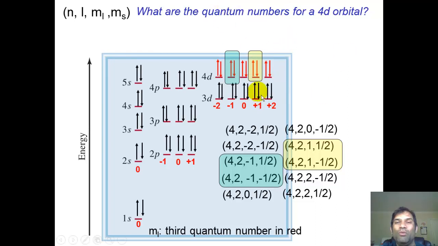This one here, shown in yellow, would be 4, 2. It's located in the +1 orbital. So 4, 2, 1, +1/2. Its partner would be 4, 2, 1, -1/2. Finally, our last one here would be 4, the principal quantum number, 2, designating the d orbital. m sub l is +2, and this is +1/2. Its partner is 4, 2, 2, -1/2 for spin down. So 10 electrons, 10 quantum numbers, each one containing 4 terms. These are the addresses of all of the individual electrons in a 4d orbital.